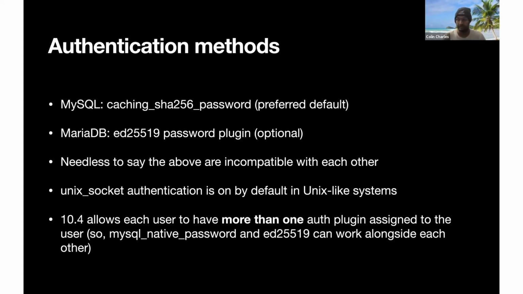In 10.4 and greater, Unix socket authentication is on by default in Unix-like systems, which means that if you just install MariaDB and you type mysql, it will just work if you are the root user. And also you can have more than one auth plugin assigned to each user. So you can have MySQL native password, Ed25519, as well as Unix socket auth for one user. This is kind of useful because everything in MariaDB tends to be chain loaded. So this is chain loading users with multiple auth methods.